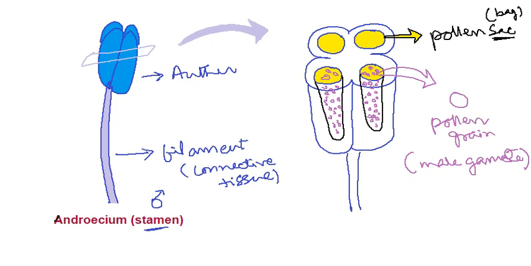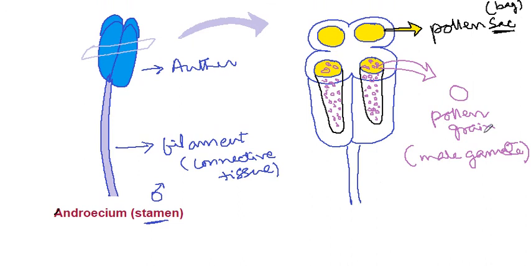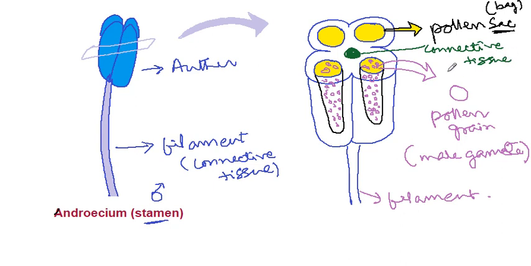Now what we can see is this is our filament. Okay, and right at the center of this filament we have got the connective tissues. So as of now, this particular part, the male reproductive structure, that is the androecium, might be just enough for us, but in future lectures we would discuss more in detail about it.